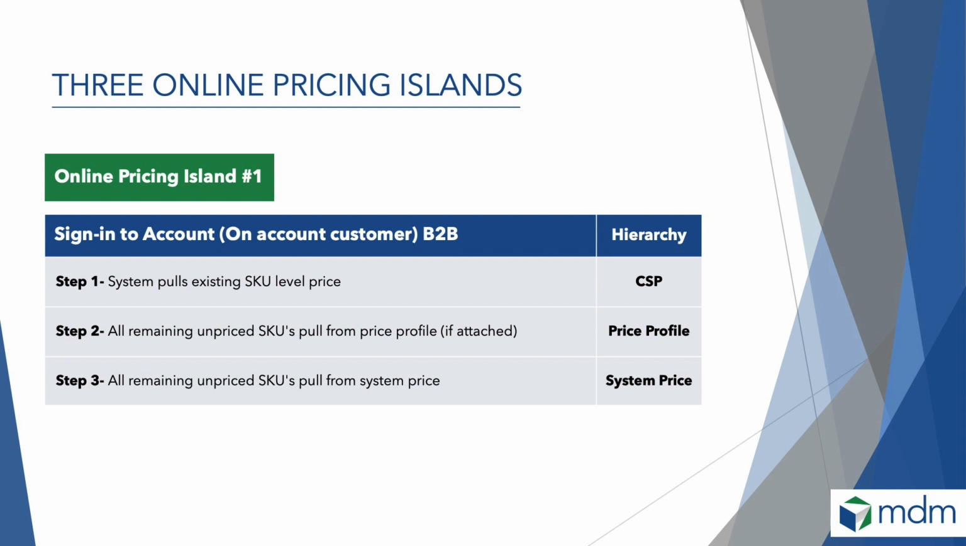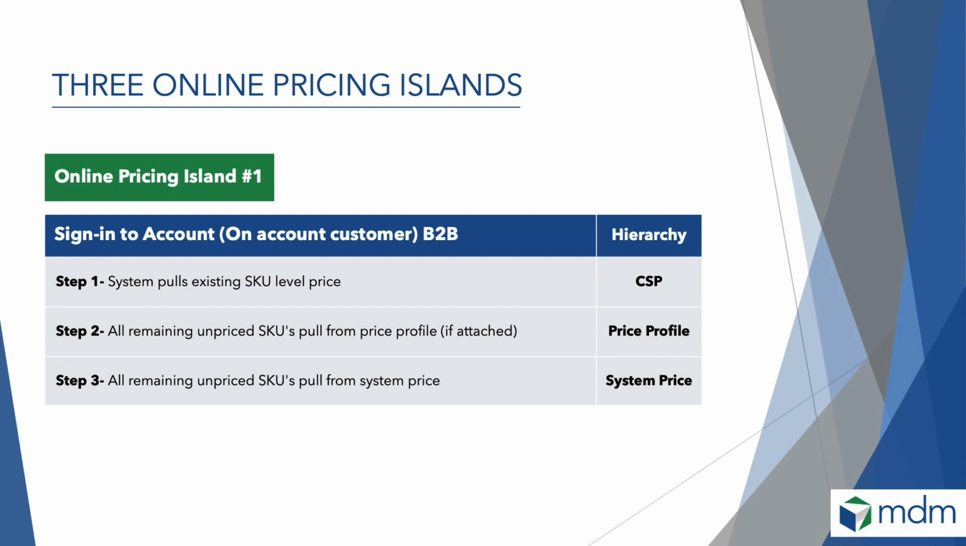When the customer comes to the website, they go up to the right corner, click sign in, and sign in with their password. When they go searching for products to put in the basket or to make orders on, they get this type of pricing system. Most distributors have it set up in a 3-step process where if the SKU is priced on a customer-specific pricing agreement, a CSP, or a contract price, the system will pull that SKU price immediately. So that negotiated contract price will appear when they're searching for it.